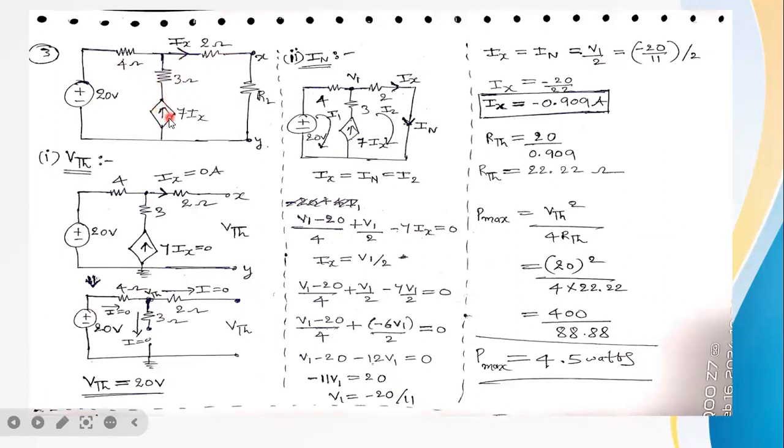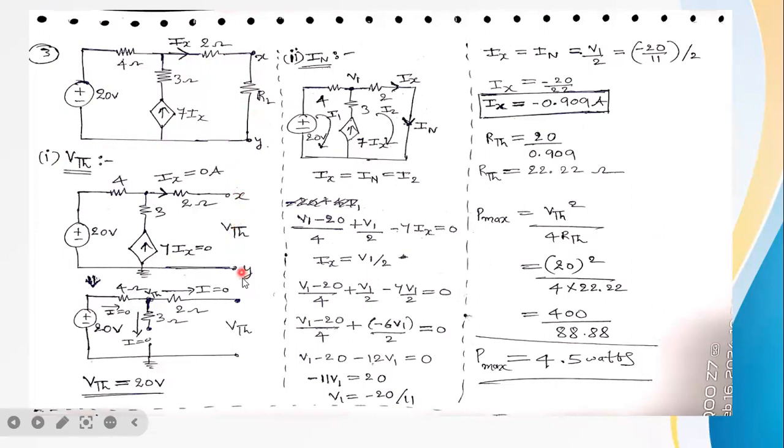This current dependent current source depends upon the current flowing into the 2 ohm resistor, and the load resistor RL is connected between X and Y. The current dependent current source gain is 7Ix, where Ix is the current flowing into the 2 ohm resistor. Then how to find Thevenin's voltage first? Remove the load at terminals X and Y. The open circuit voltage is Thevenin's voltage.